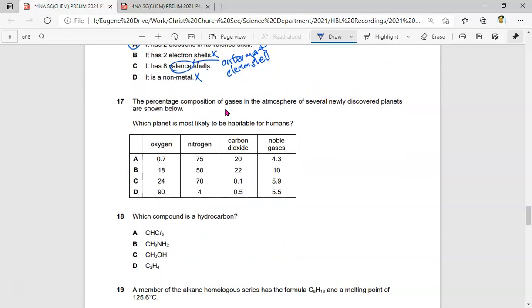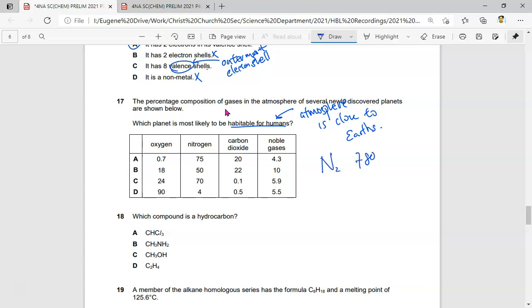Okay? Next, question 17. Percentage composition of gases in the atmosphere of several newly discovered planets are shown. Which one is most likely to be habitable for humans? So what you want to look out for is the atmosphere is close to Earth's. So what is the atmosphere composition?